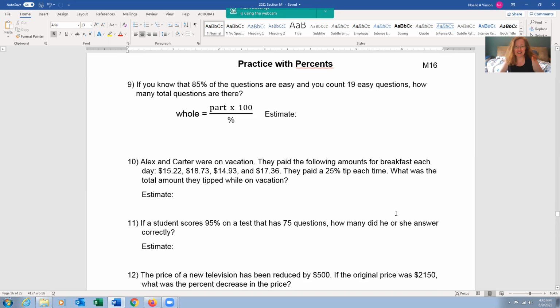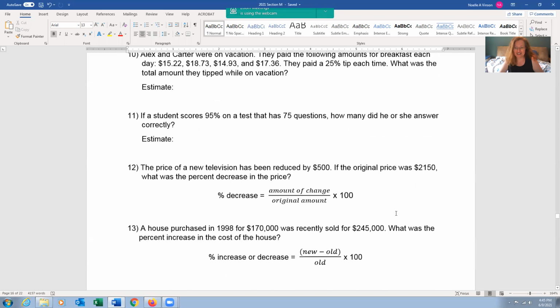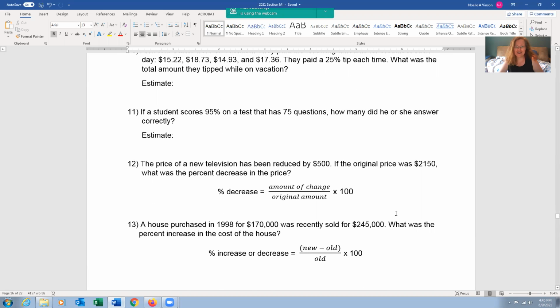It may be a different page by the time you see this video, but I'm sure the question will still exist. The price of a new television has been reduced by $500. If the original price was $2,150, what was the percent decrease in the price? For this one, you'll note the formula I recommend, and you take a look at it, I'll be right back.